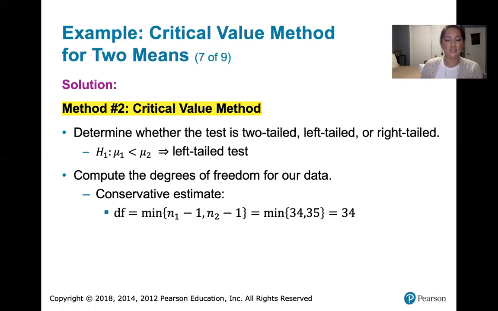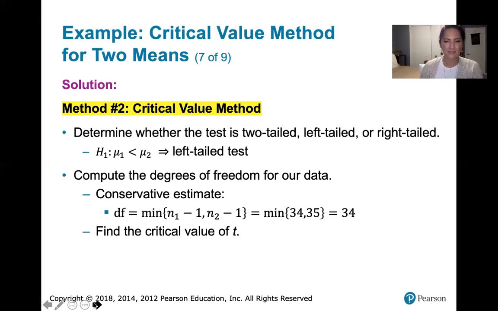And when we say conservative estimate, all we mean is that using this number of degrees of freedom will make it less likely that we reject the null hypothesis. Yes, I think that's right. If I'm wrong about that, please let me know. For some reason, I'm questioning myself.